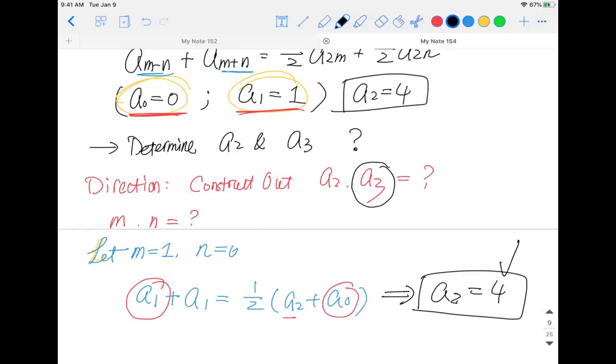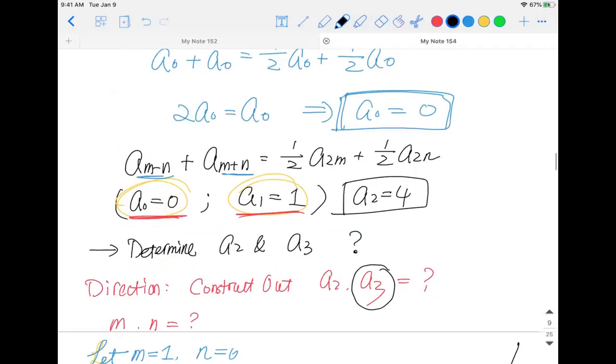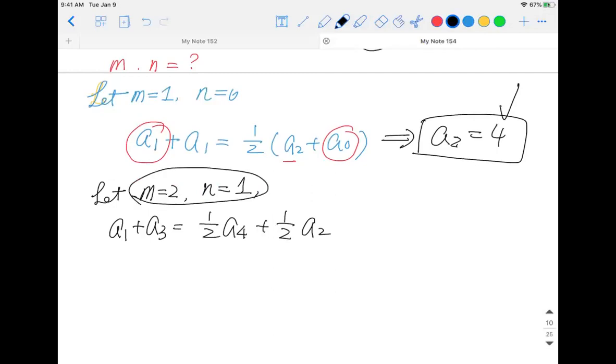To determine A3, the same thing, I'm going to play with M and N to figure out what A3 is, and my work will be done. So I will let M equal 2, N equal 1. That's the only way for me to squeeze out this A3 thing, right? So let's have a look at how this looks. A1 plus A3 equals 1 over 2 A4, 1 over 2 A2. I just basically plug in the values. This is not magic.